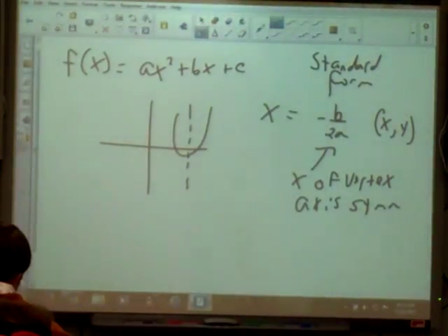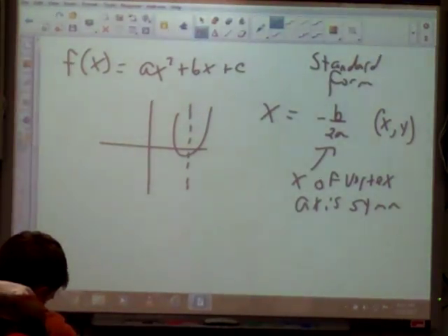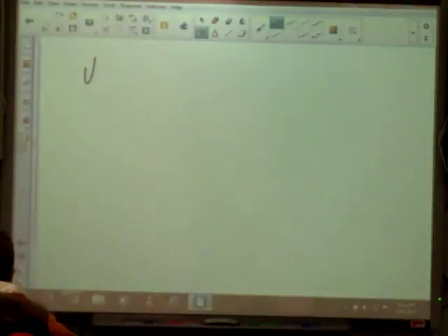Alright. Everybody alright on that page? Yes, sir. Vertex form, I can go back if I lost you.